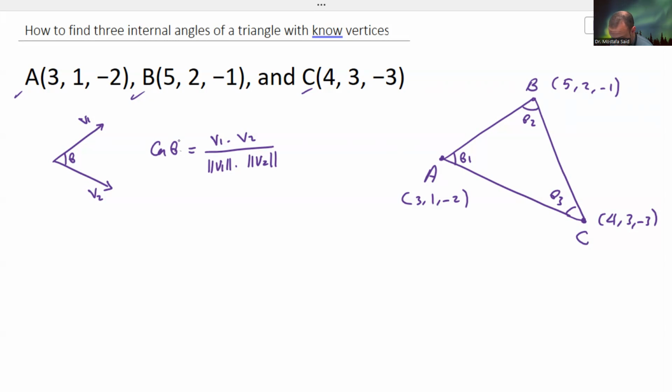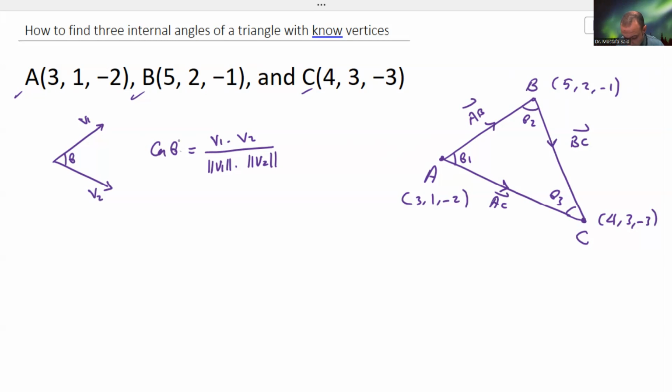So let's see what we should do. We have here points, vertices, coordinates. We don't have the vector itself. Remember, a vector is something that connects two points together. So let's call this vector AB, which goes from A to B, and let's call this vector BC, which goes from B to C, and let's call this vector AC, which goes from A to C.